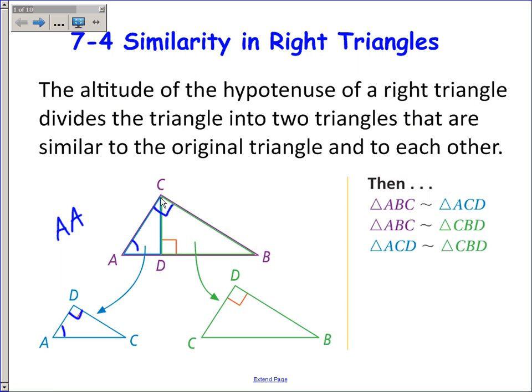Similarly, the middle triangle and the big triangle both have a right angle at C, the middle one has a right angle at D, and they both share angle B. So angle B is congruent to itself by the reflexive property, and these two triangles are similar by angle-angle. I hope it makes sense that if the small one is similar to the big one, and the big one is similar to the medium one, then all three are similar to each other by the angle-angle postulate.